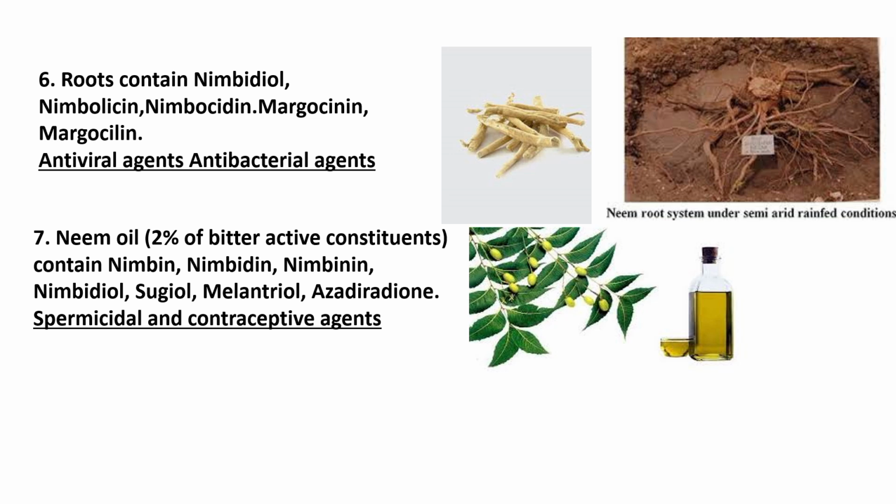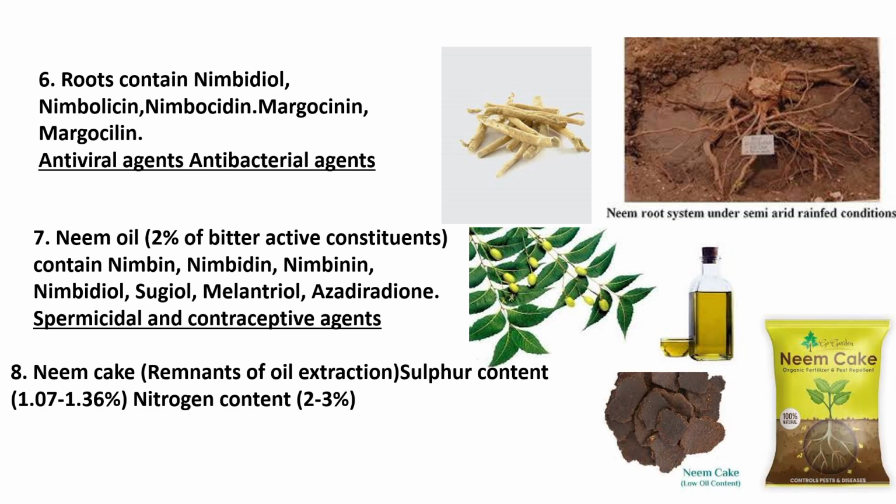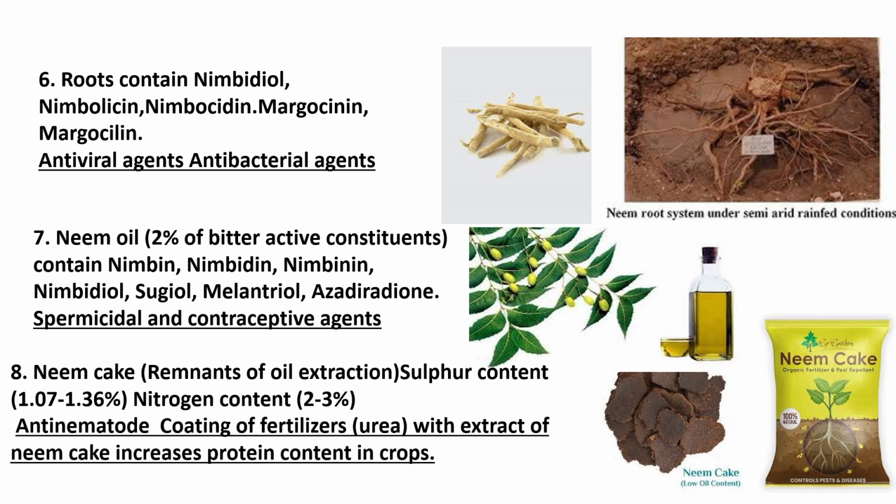Also they have some application in pharmacological and therapeutic action. Neem cake, the remnants of oil extraction, has a sulfur content of 1.07 to 1.36 percent, and nitrogen content of 2.3 percent. This neem cake is available in the market in this form. It is anti-nematode. Coating of fertilizer urea with extracts of neem cake increases the protein content in the crop. Not only can it act as a pesticide and protect the plant, it can even increase the protein content in the crops.